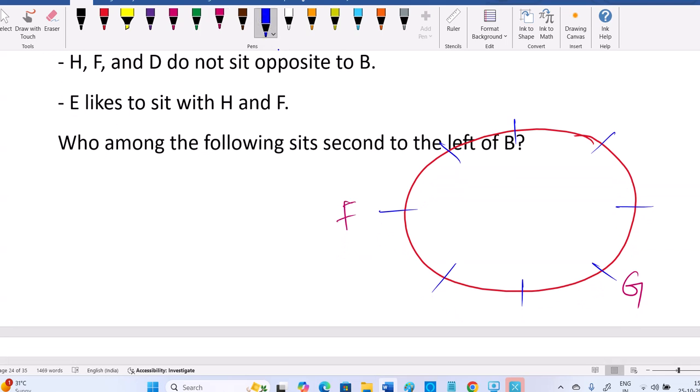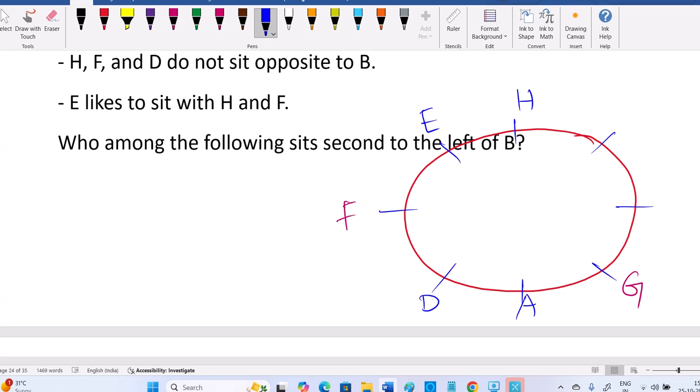So we'll write all possibilities. First I'm trying in this way. G and D are best friends of A, and there is one more condition: E likes to sit with H and F. I'm doing trial and error. D A can be on the right side, E and H can be on this side also. Then there is the condition that H, F, and D do not sit opposite to B. Only 2 slots. Wherever I keep B, that gives a conflict, so it's not possible. This arrangement has failed.